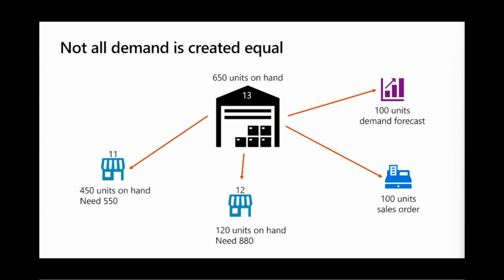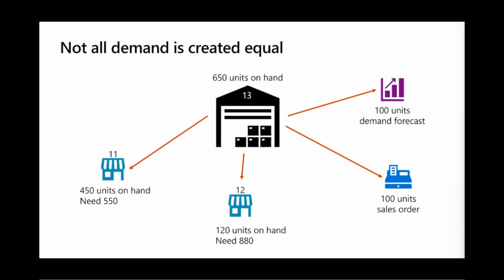Not all demand is created equal. The scenario that I have on the slide today will be the baseline that we use to discuss the different ways we can leverage priority-based planning to let us take a more resilient approach to demand fulfillment. In this scenario, we have a main warehouse, 13, that has 650 units on hand. We have 2 store warehouses, 11 and 12, which have 450 units on hand and 120 units on hand and need replenishment. We also have a sales order, and we also have a demand forecast.